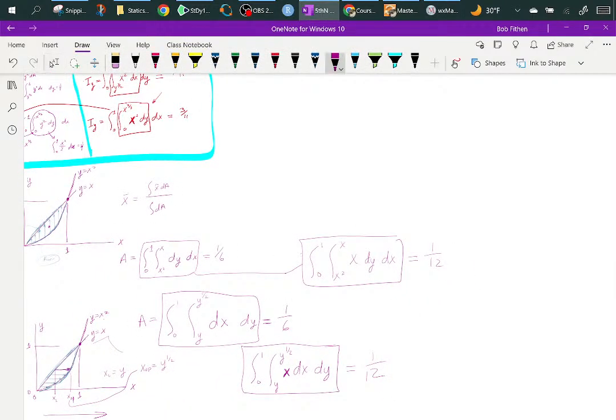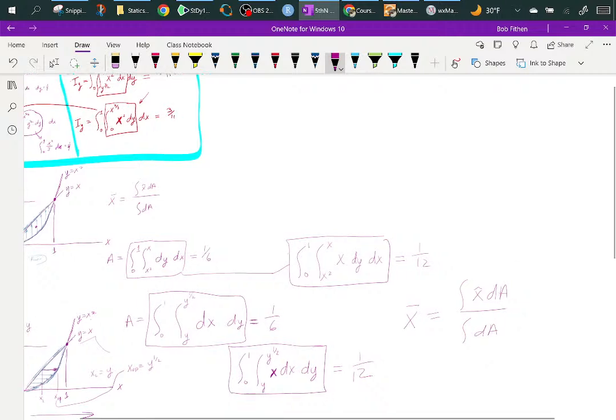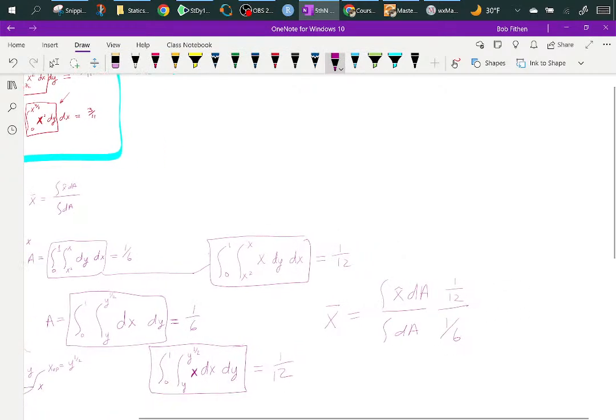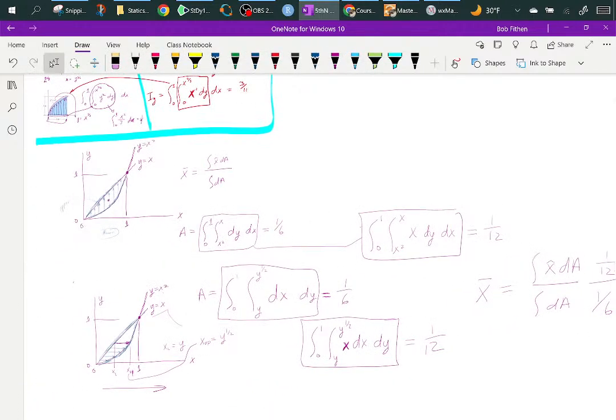So guess what? If I want to know x bar for this thing, it's the integral of x dA over the integral of dA, which is actually how he has it written. So what I get is 1/12 divided by 1/6, or I get 1/2. So that's my x bar. That kind of makes sense.